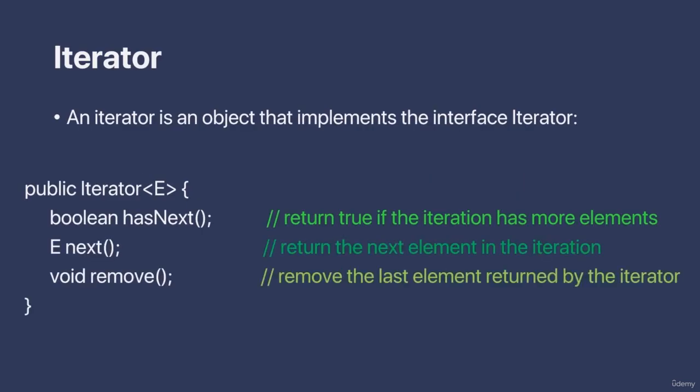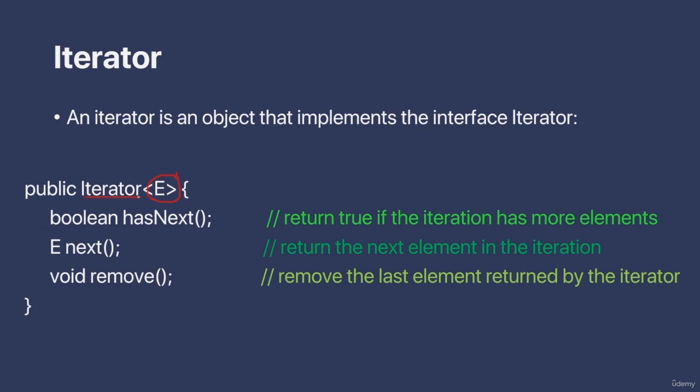An iterator is an object that implements the interface iterator. Please guys, write this down in your notebooks and concentrate with me to understand what this means. Iterator, this is the interface iterator. It has an E as in an element. And we are going to see what this E means in generics. But till now, you need to understand the collections without diving into each concept, because generics we are going to cover in lectures and exercises in the next section.